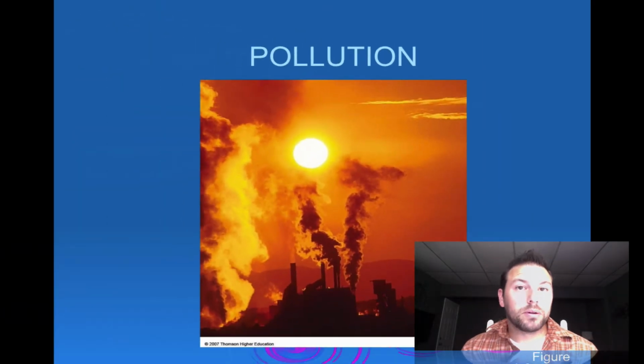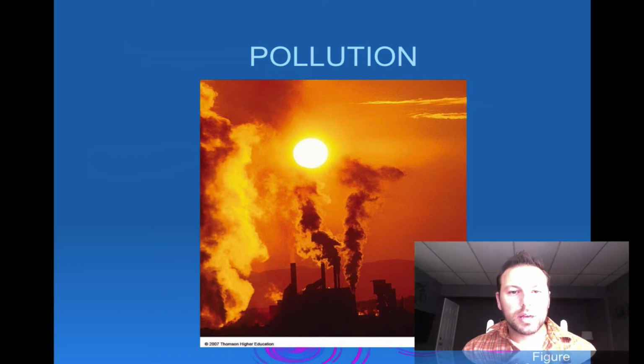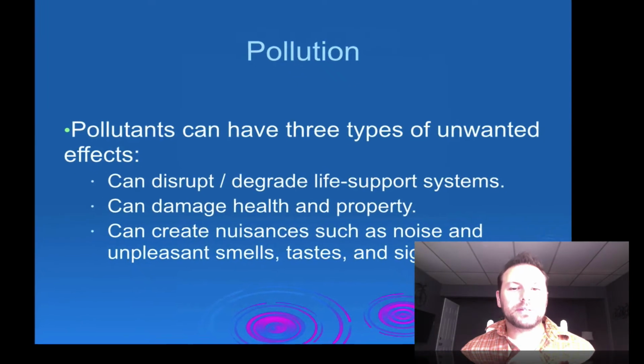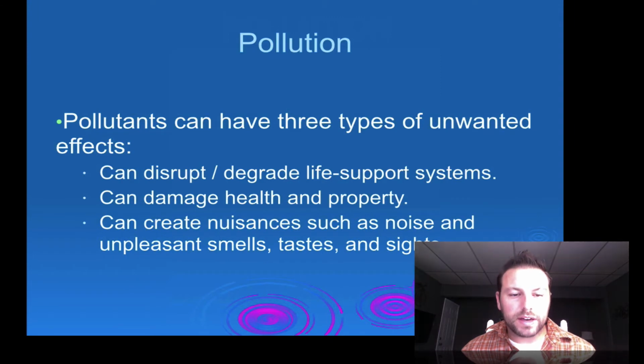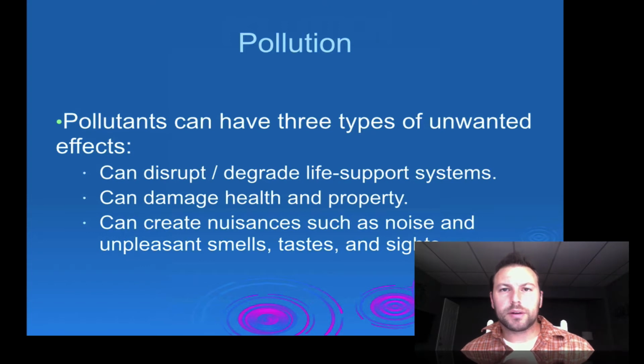Which brings us to pollution. The overuse of those resources, or how we utilize these resources, is going to lead to this. We can basically have three types of pollutants, or the effects from them. They can disrupt or degrade life support systems, which we've talked about a little bit. They can damage health and property. So we can see that with people in their areas.